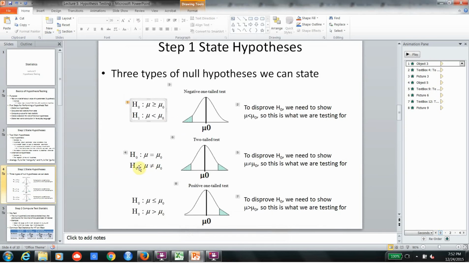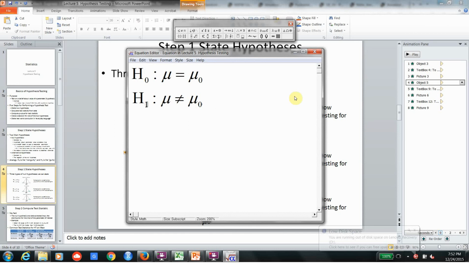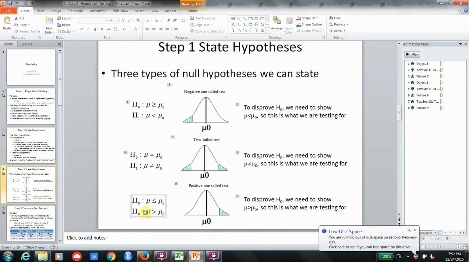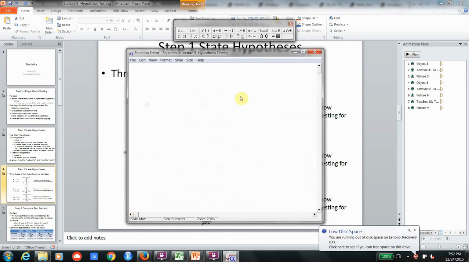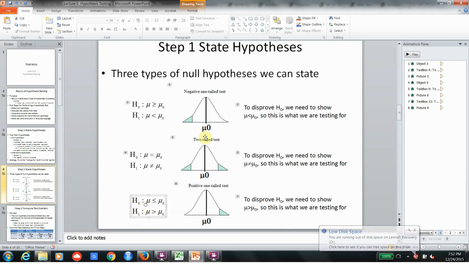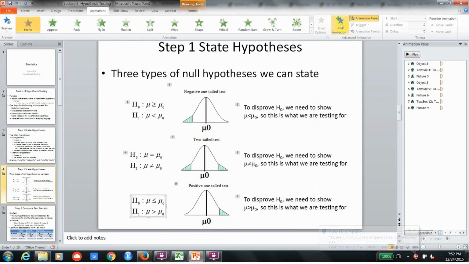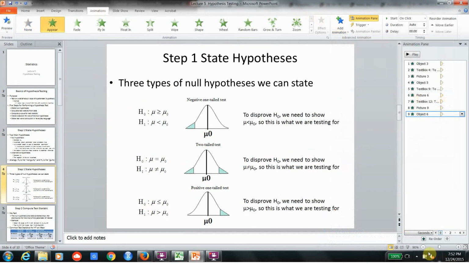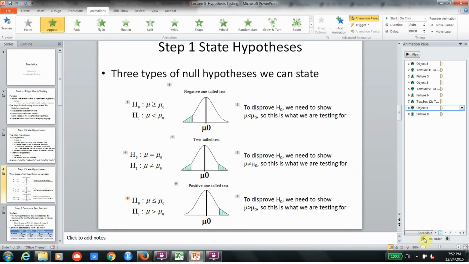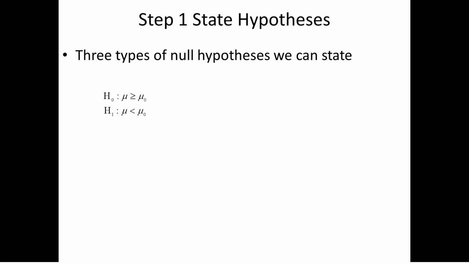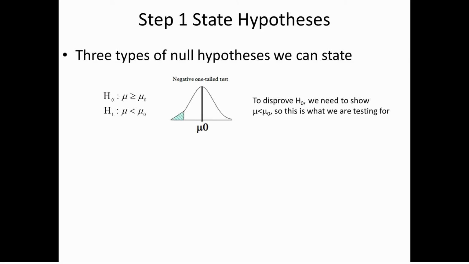Let me change all these real quick so we don't get confused. And let me just change the animation real quick here too. There we go. So in order to disprove this, what the alternative has to show is that the real value of the mean is down here, right?